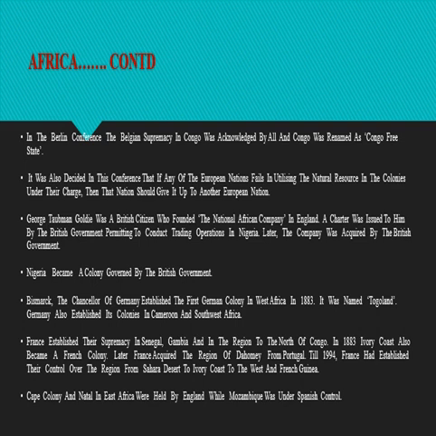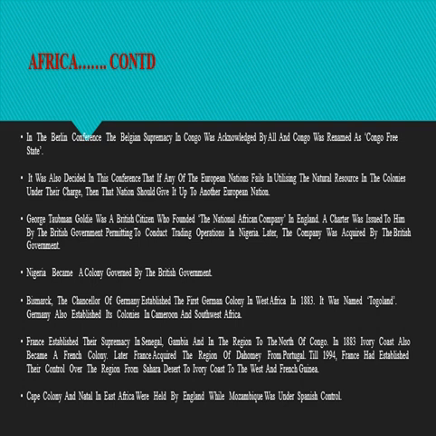George Taubman Goldie was a British citizen who founded the National African Company in England. A charter was issued to him by the British government permitting him to conduct trading operations in Nigeria. Later, the company was acquired by the British government. Nigeria became a colony governed by the British government. Bismarck, the Chancellor of Germany, established the first German colony in West Africa in 1883. It was named Togoland. Germany also established its colonies in Cameroon and Southwest Africa.